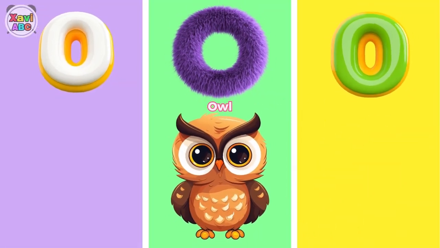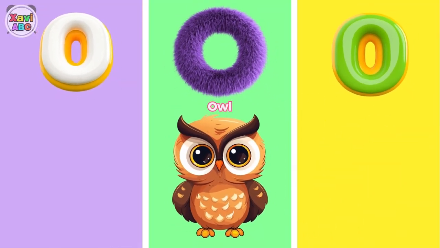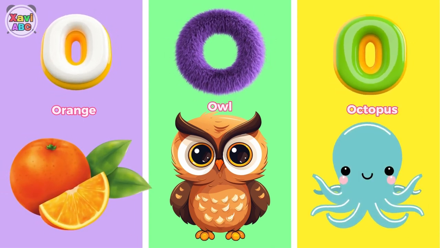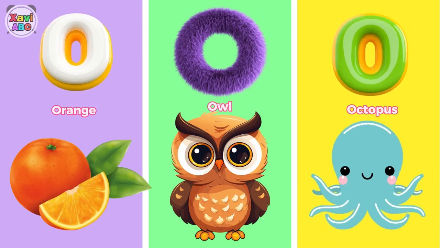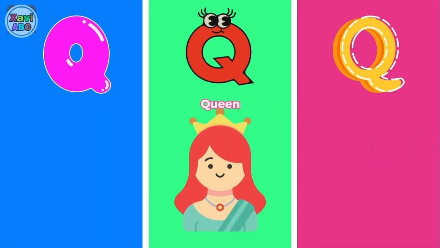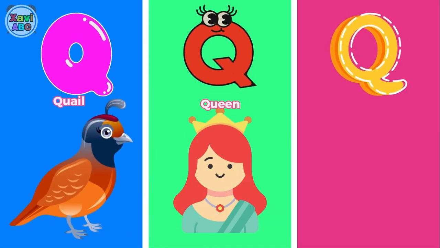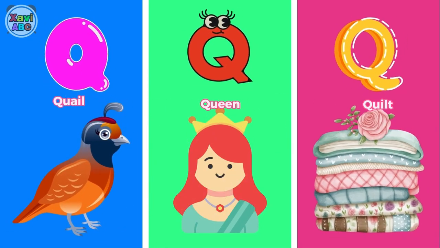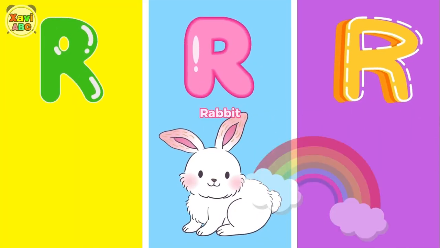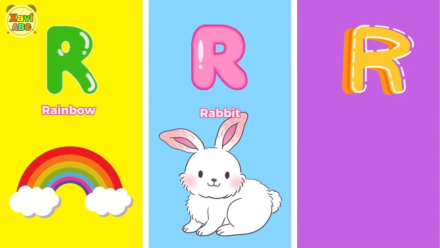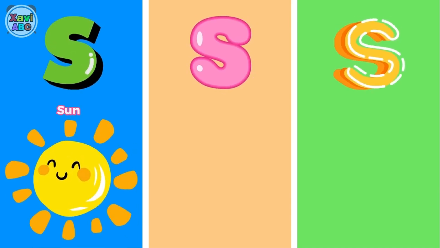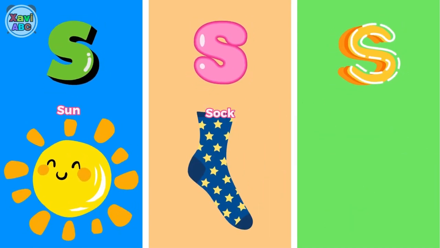N is for nest, N, the nurse. O is for owl, O, owl. O is for orange, O, orange. O is for octopus, O, octopus. P is for pizza, P, pizza. S is for sock, S, sock.